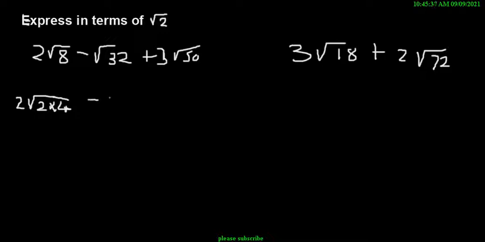We can also do the same for 32. So 2 into 32 is 16 times 2. And we know 16 has a square root, so that'd be okay. And we have 3. 2 into 50, that would be 25, so 2 times 25.